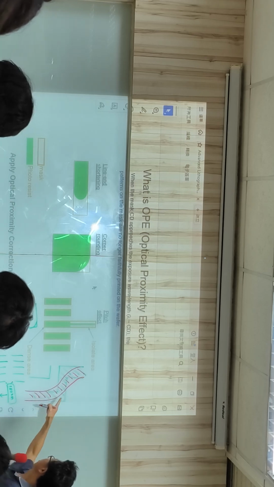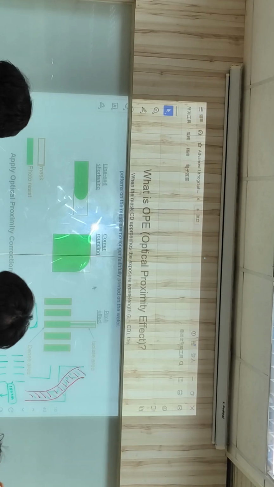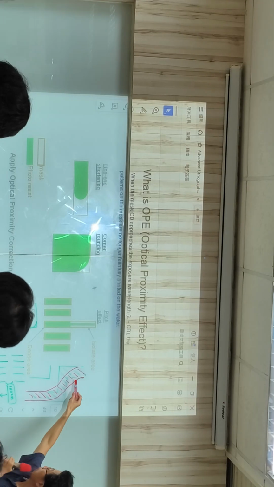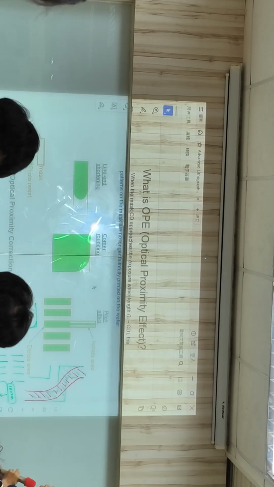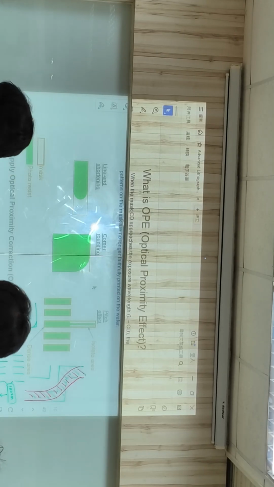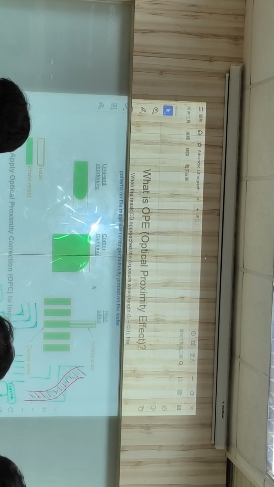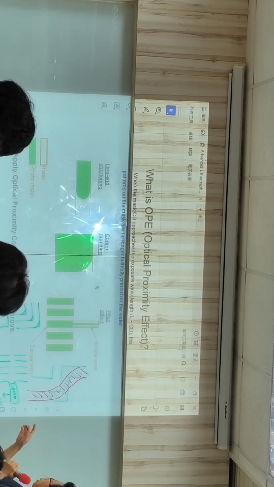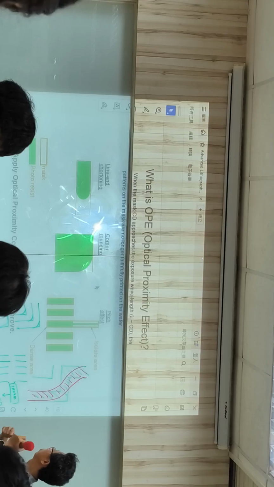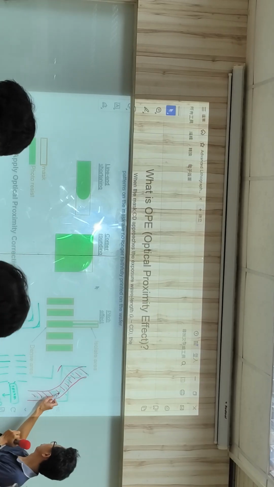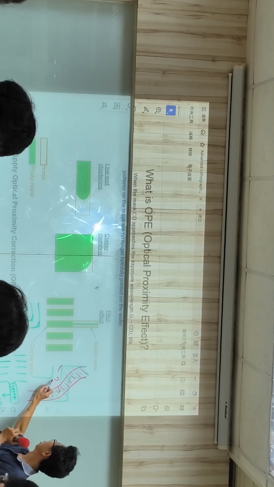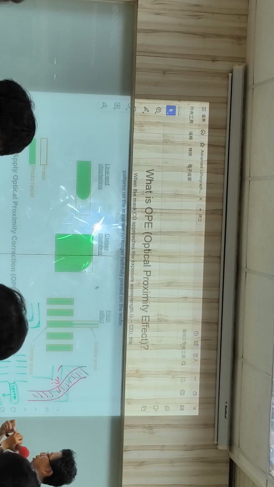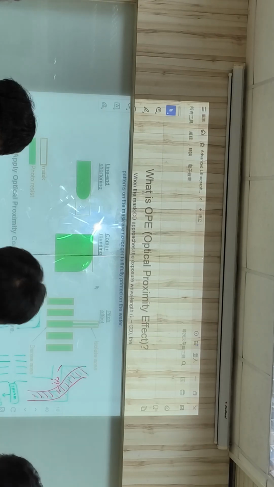So the green part is your design, but the red part is actually what the photoresist looks like at the end. So this will dictate how much design rule you can tolerate for this.